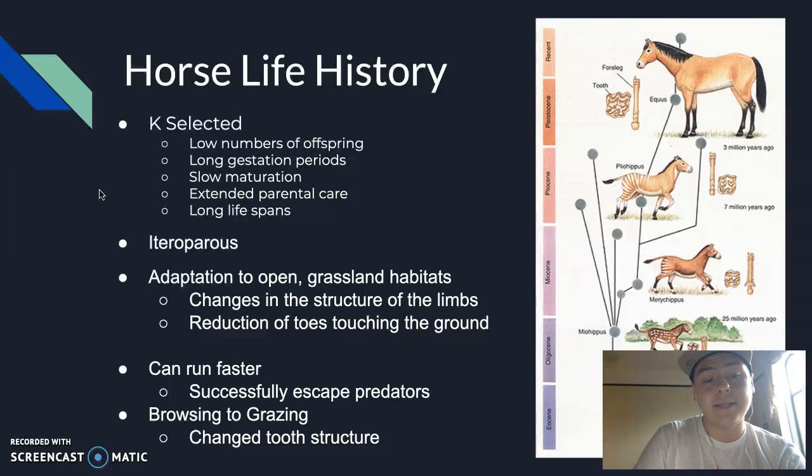Obviously, they're K-selected because they do have a low number of offspring, and like I said, a lot of mammals are K-selected as well. And they're also iteroparous, meaning that they can have more than one baby in their lifetime.